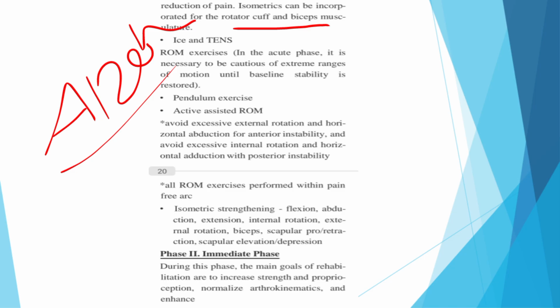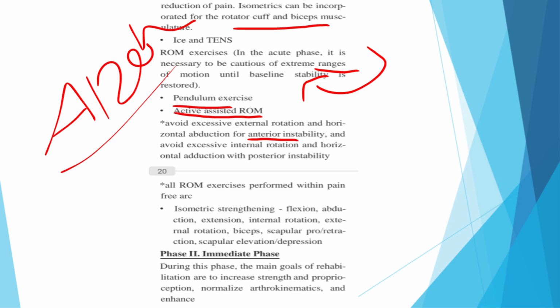For range of motion exercises, it is necessary to be cautious of extreme ranges. Don't go for extreme ranges because the stability is not maintained. When the joint is stable, we can go for extreme ranges, otherwise not. Pendulum exercises and active assisted range of motion exercises with the help of the physiotherapist. Avoid excessive external rotation and horizontal abduction for anterior stability.